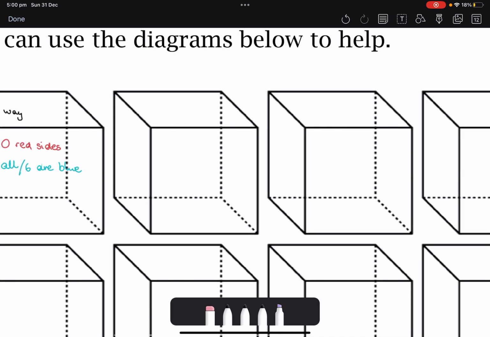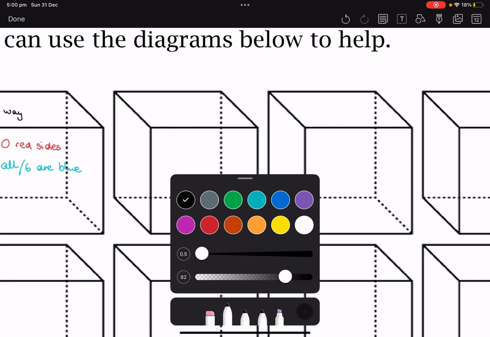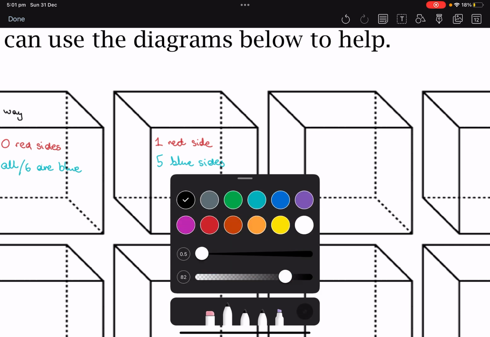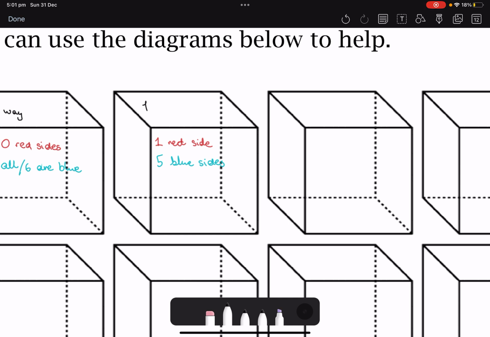Now, our second cube could have one red side and it could have 5 blue sides. And there's only one way to do that because there is only one red side.